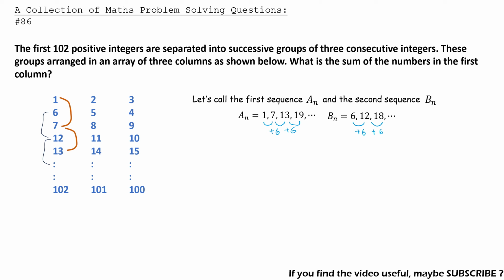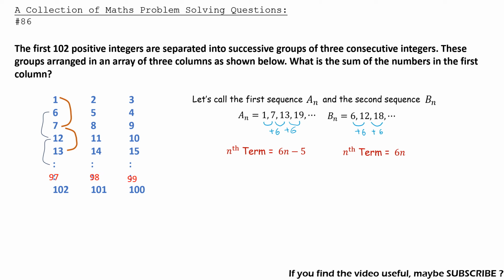Before that, I worked out the common difference between the terms, and that is plus 6 in both cases. And so the nth term for the first one, an, would be 6n minus 5. If you put n equals 1, you get 6 times 1 minus 5, and that's 1. If you put n equals 2, you get 6 times 2 is 12 minus 5, and that is 7. That's how it works. And similarly for Bn, the nth term is 6n. So we've got the nth terms.